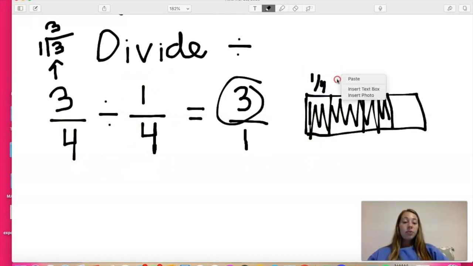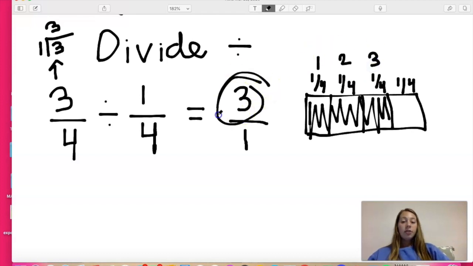We know this is 1/4. And we know this is 1/4, right? And this is 1/4, but it's not shaded, so we don't really care about that one. So out of the 3/4, how many 1/4 does it make? So we have 1, 2, 3. Our answer is 3. Okay? So there's that.